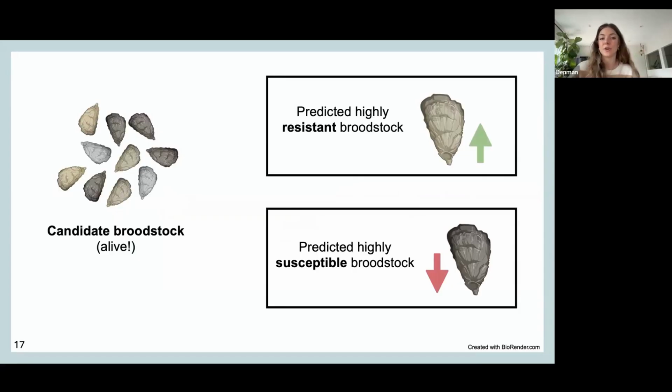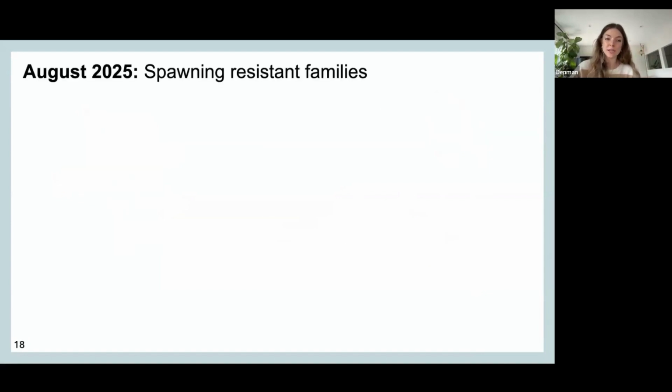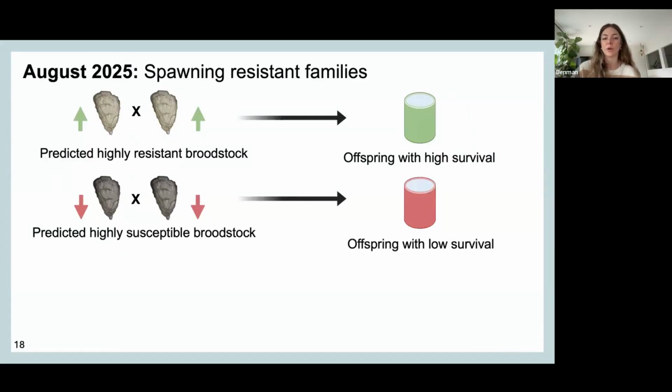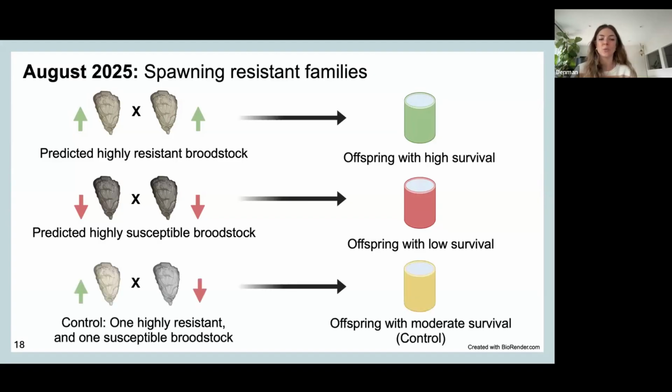Using that information, we then wanted to go forward and do a spawn. This past August, we spawned a bunch of different families. My experimental design was to take oysters that had predicted high survival and breed them together to create offspring with high survival. We then did the same thing with a highly susceptible group. And then our control was one highly resistant broodstock with one highly susceptible broodstock, breeding those together to try to make a family with moderate survival.